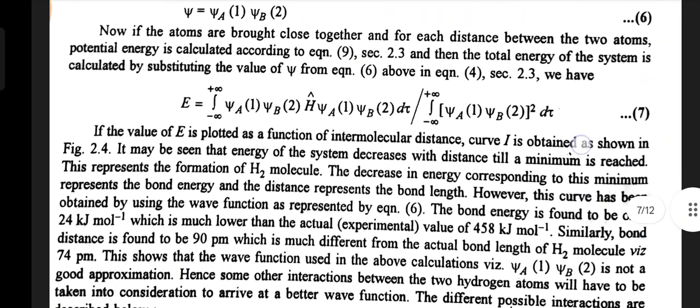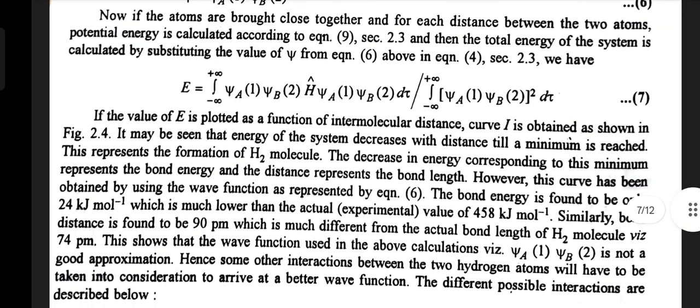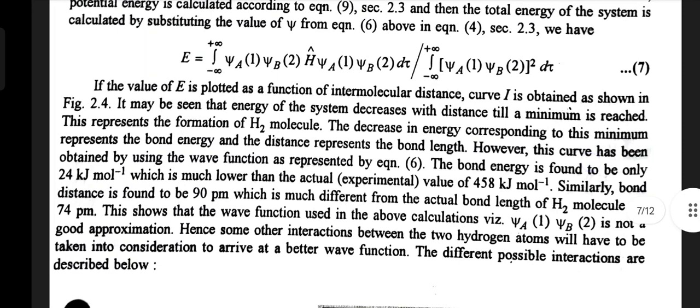If the value of E is plotted as a function of intermolecular distance, curve I is obtained as shown in figure 2.4. It may be seen that the energy of the system decreases with distance till a minimum is reached. This represents the formation of the H2 molecule. The decrease in energy corresponding to this minimum represents the bond energy and the distance represents the bond length.